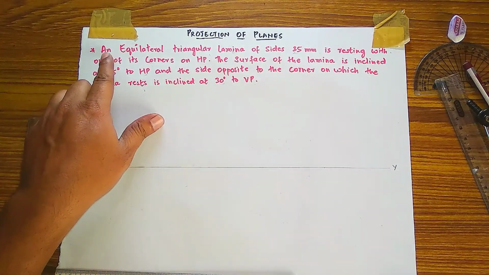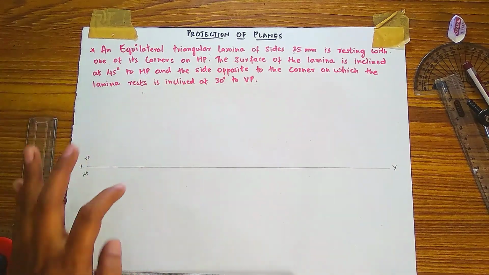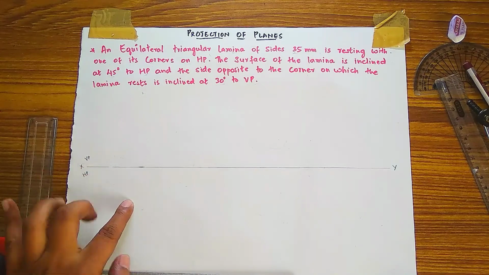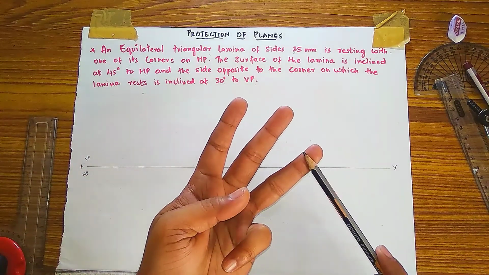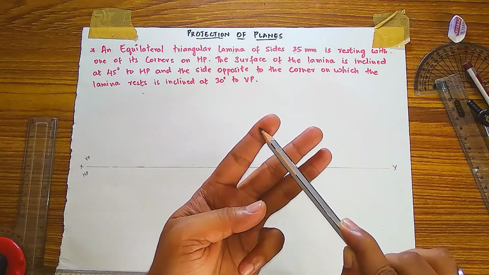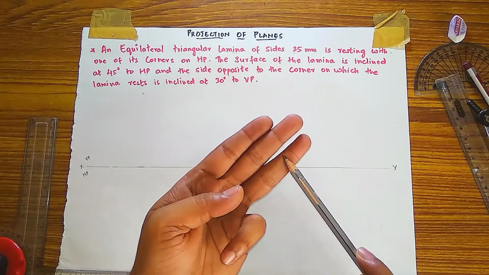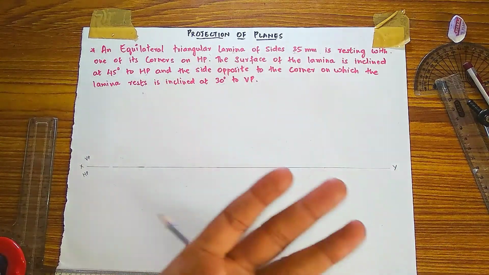Before starting, you have to see three things. First is the plane, then the plane's side, and what it is resting on. Which plane is it? It is an equilateral triangle, which means you have to draw a triangle here.